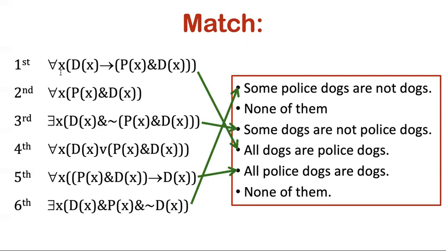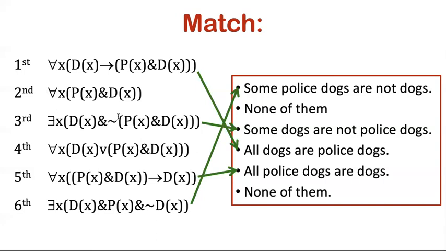What this says is, for all objects X, if X is a dog, then X is a police dog. Or another way of saying it is, all dogs have to be police dogs. So that's why that's paired with this one down here. Number 2, this did not have any translation over on the other side. This was none of the above. What this says is, every object is such that it is police and a dog. So this says everything is a police dog.